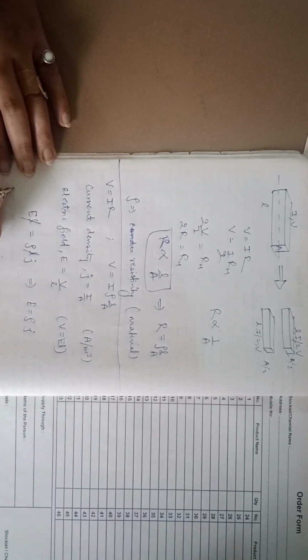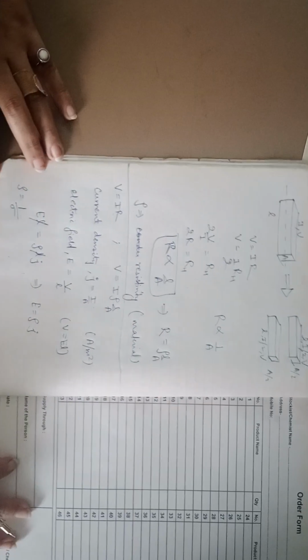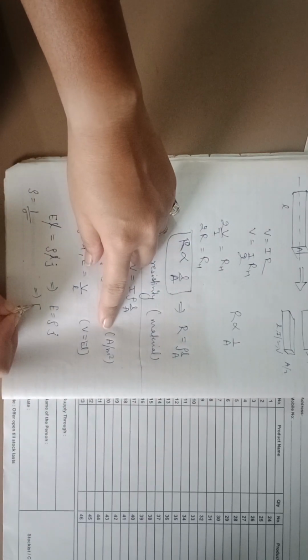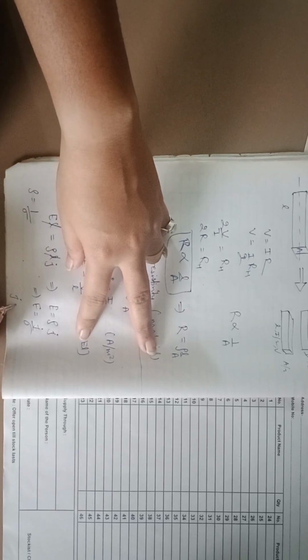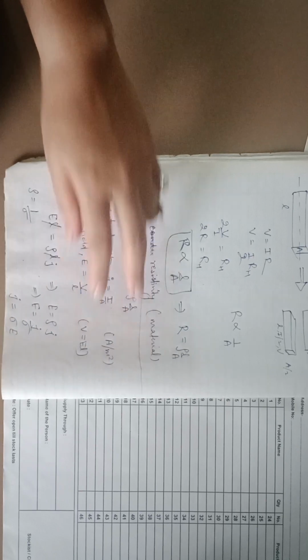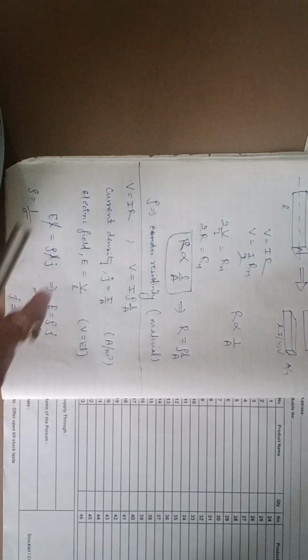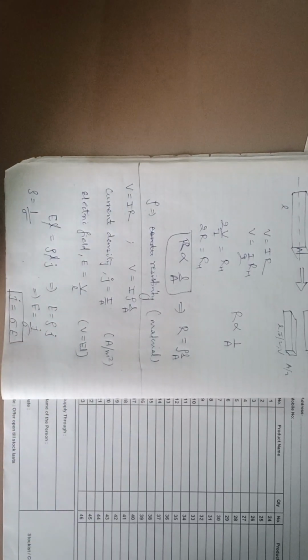Also we know that rho is equal to 1 by sigma. This is conductivity. So in place of rho we can write E is equal to J by sigma, which means J is equal to sigma E. So here we have used many formulas like 1, 2, 3, 4, 5, 6. So this is the final Ohm's law we have got.